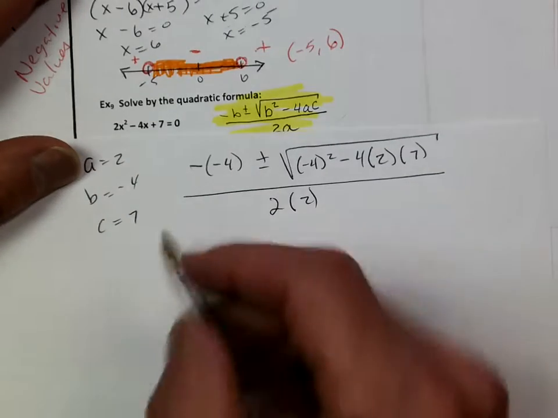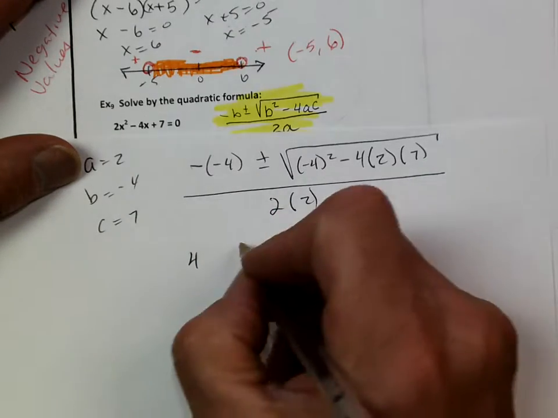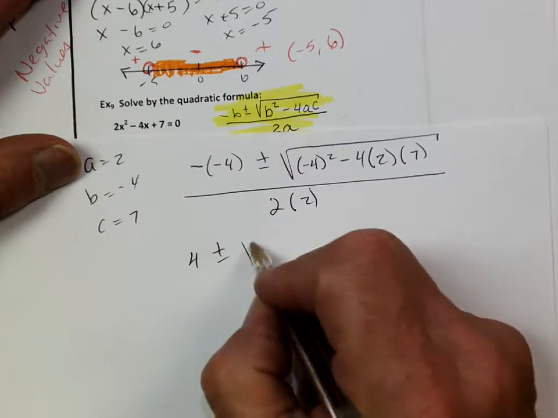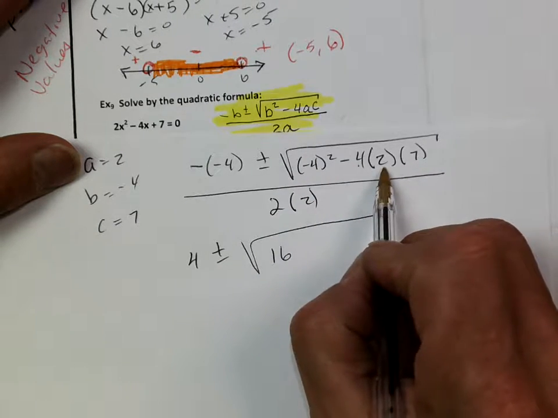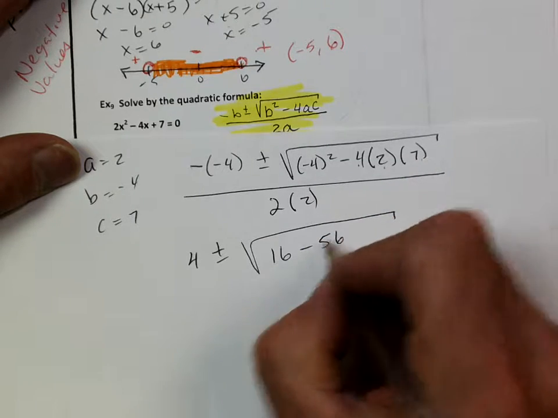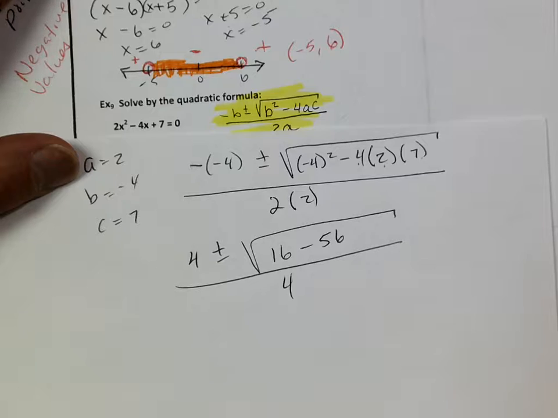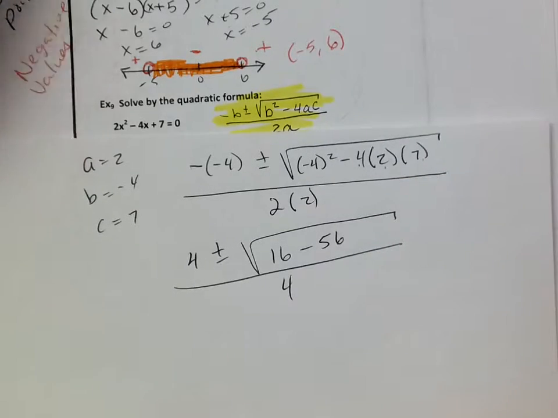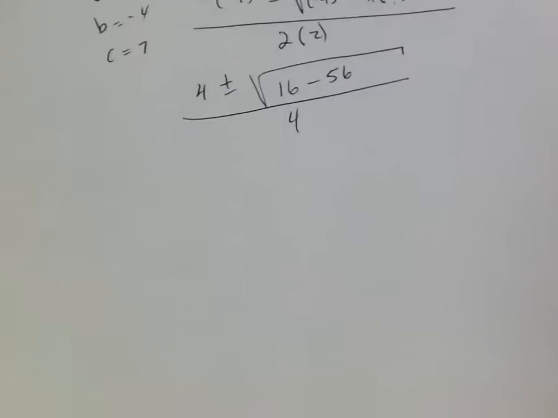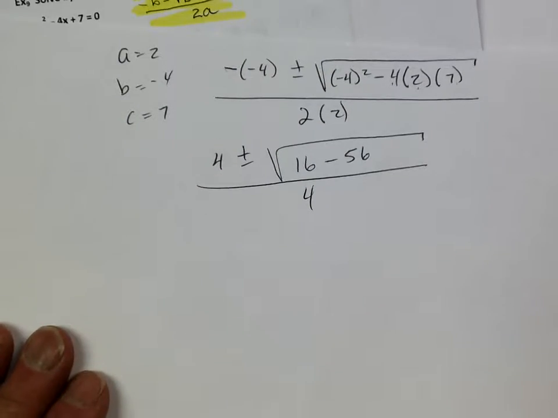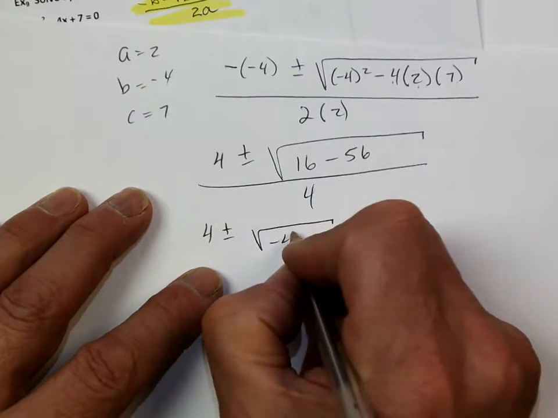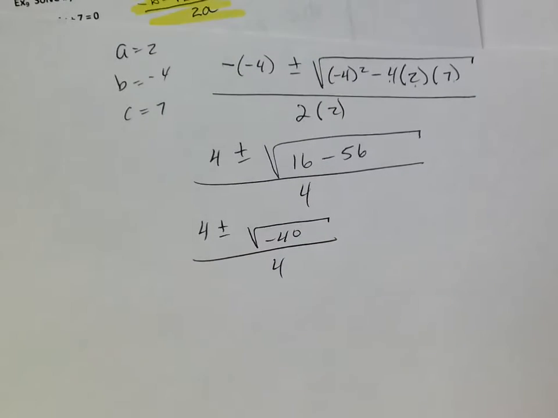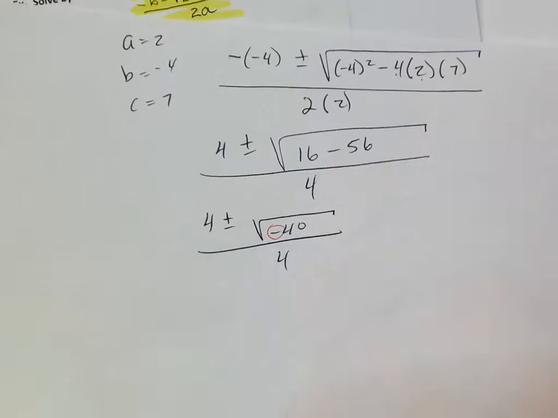And now let's start to evaluate. Okay, negative negative 4 is going to be a positive 4, plus or minus, because of the two answers, square root of 16 minus 4 times 2 is 8, times 7 is 56, so 16 minus 56, all over 4. Okay. Now, slide it up so you can see more of it. Now, we're going to go 4 plus or minus the square root of negative 40 all over 4. Okay, right off the bat, I know I'm going to have an i answer for sure. It will be i because of the negative inside.